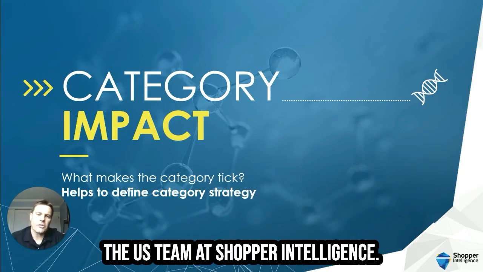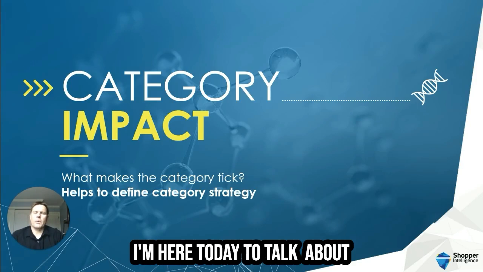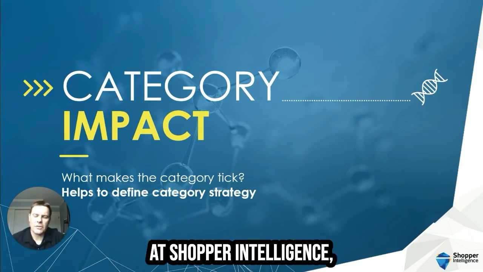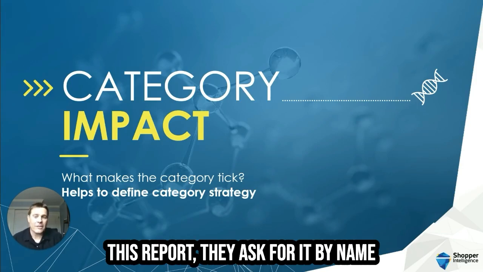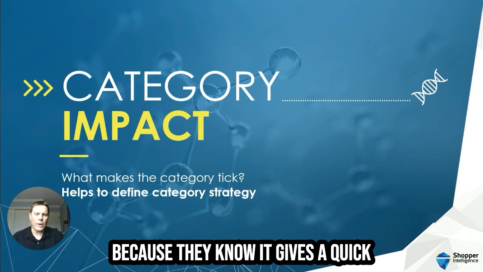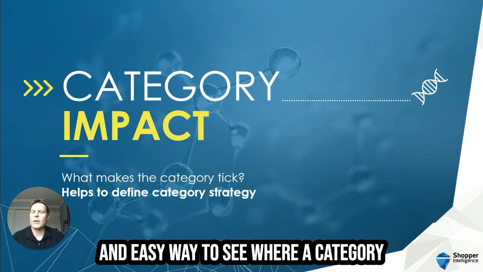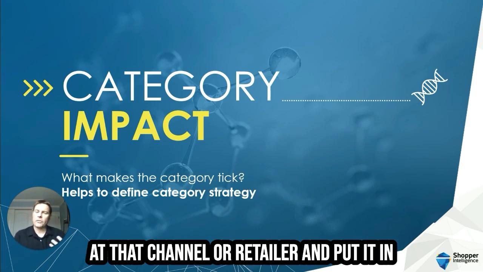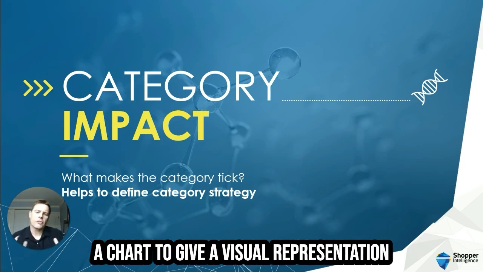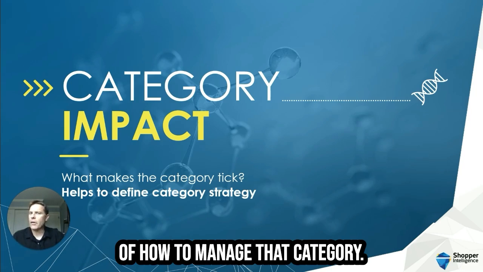I lead the U.S. team at Shopper Intelligence. I'm here today to talk about one of our favorite reports at Shopper Intelligence, our category impact matrix. Many of our clients, once they see this report, ask for it by name because they know it gives a quick and easy way to see where a category fits within a retailer or channel. We take all categories that we track at that channel or retailer and put it in a chart to give a visual representation of how to manage that category.